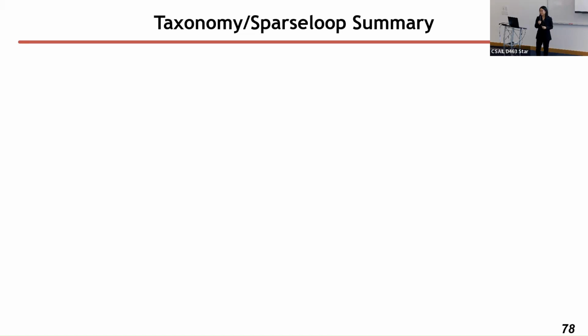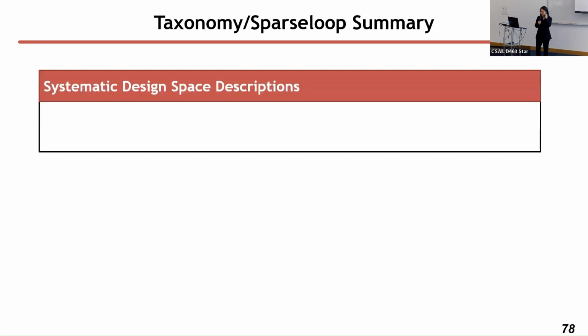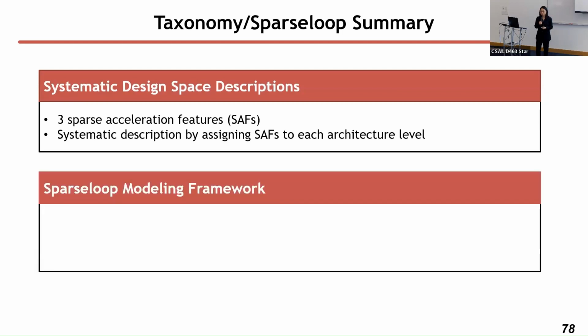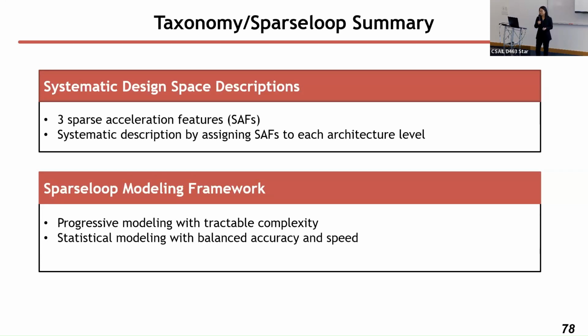I would like to give a quick summary of this class of works. First, we propose a systematic way to describe the design space. There are 3 sparse acceleration features, and we propose to apply them to each level in the memory in the architecture organization to describe different sparsity-related optimizations proposed by existing designs. We also, based on the understanding of the design space, propose the Sparseloop modeling infrastructure that performs progressive modeling with tractable complexity. We allow statistical modeling to balance accuracy and speed. And in the end, we're able to ensure both accuracy, speed, and flexibility.